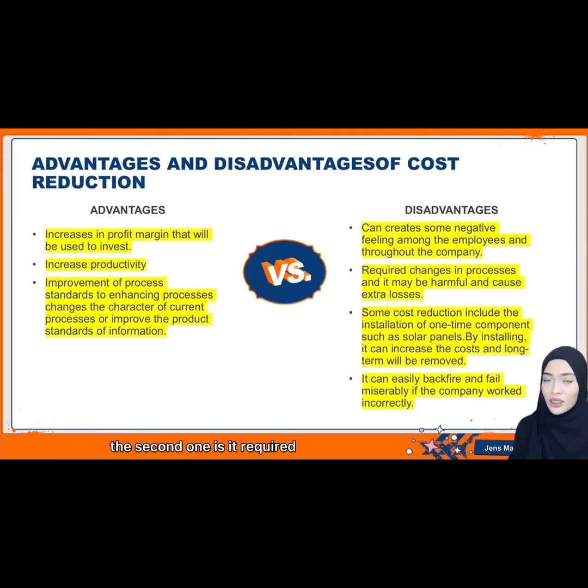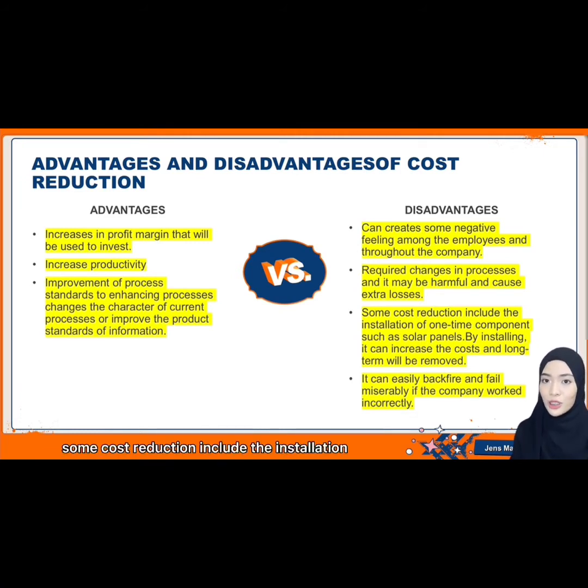The second one is it requires changes in processes and it may be harmful and cause extra loss. For example, the budget model of iPhone 5C was a fail in the market while its counterpart 5S was a hit. It depends on how the company projects the cost reductions to the internal and external stakeholders, because sometimes cost reduction involves changing processes and not every change is good. The change can be harmful at times and cause additional loss instead of profit and improvement.